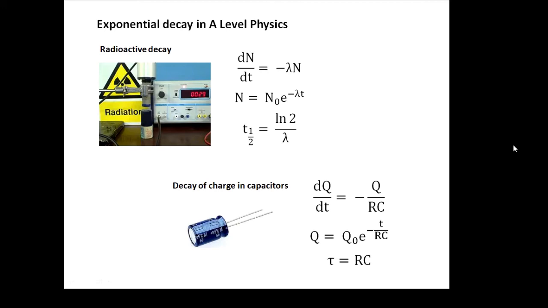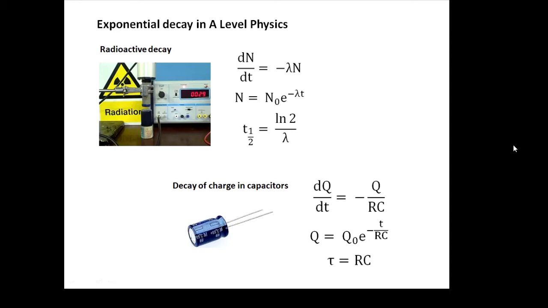Look at the equations. dN/dt equals minus lambda N. Lambda is the decay constant in radioactive decay. It's the probability that an unstable atom will decay in a certain time. N equals N naught e to the minus lambda t. T half is log 2 over lambda. Okay, my decay constant is lambda.